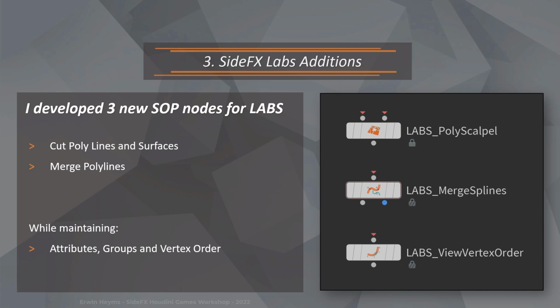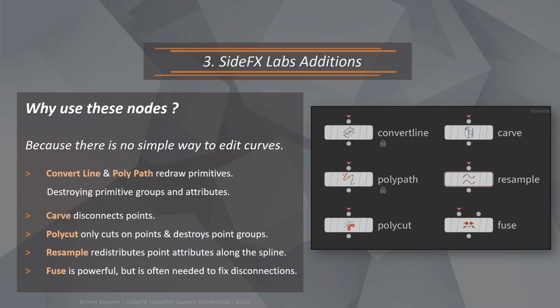Now these 3 nodes together are useful because they allow us to cut polylines and surfaces and then merge polylines back together, which is great for roads because it means we can cut them where we want them, merge them back together the way we want them, and we maintain all of our attributes, our groups, and our vertex order as well, which is not something that the default nodes in Houdini can really do. So what I mean with that is there is no simple way to edit curves in Houdini.